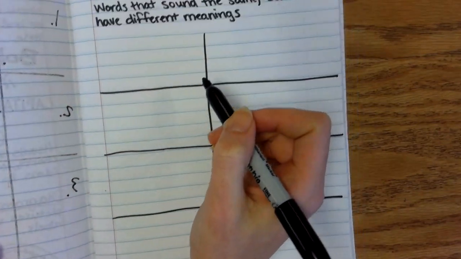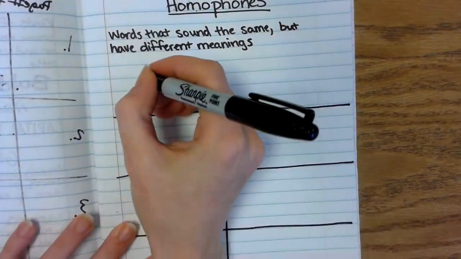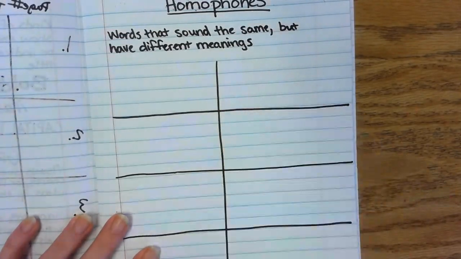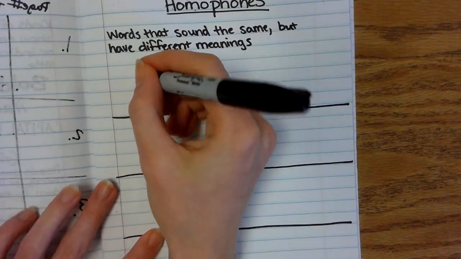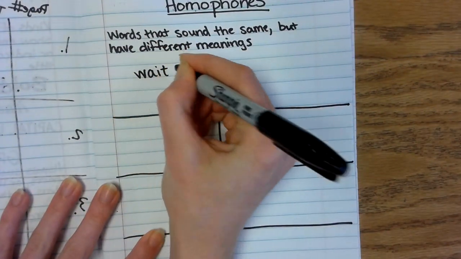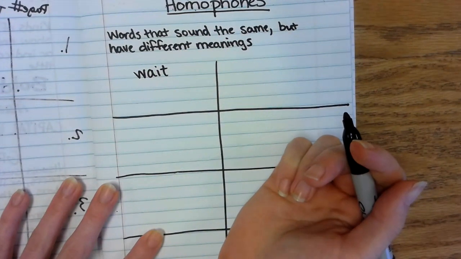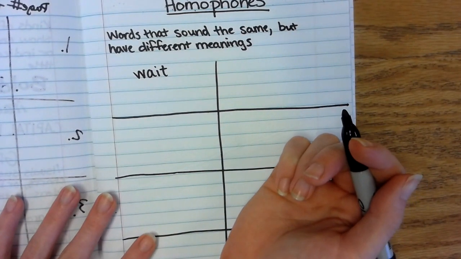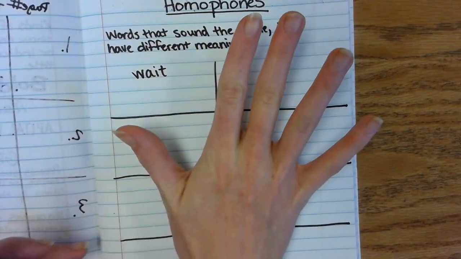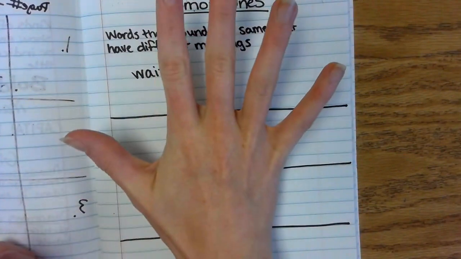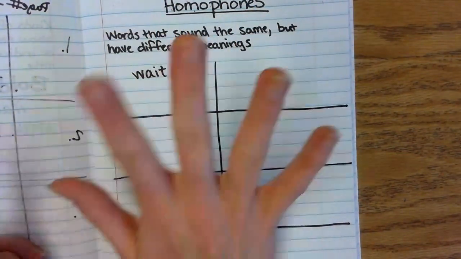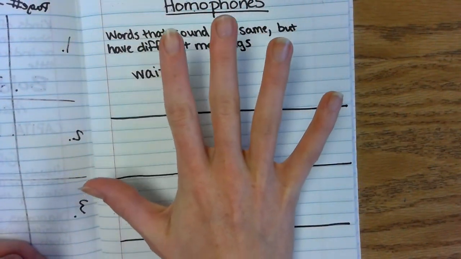Our first set of homophones is going to be the words wait and weight. The first wait is spelled W-A-I-T. Wait. And this wait means like you need to wait your turn. Okay, so I'm going to draw a picture to help me remember this word. I'm going to draw a hand in the middle of a stop sign.